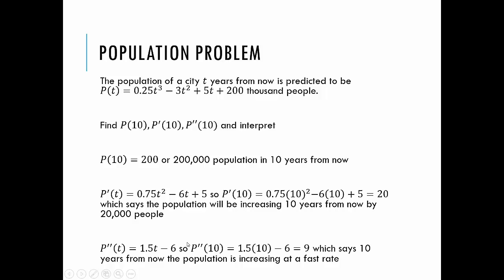Find the second derivative. So I'm taking the derivative of this, 2 times 0.75, my 1.5, my 6. I plug in 10 for the second derivative. And because this is positive, remember, if it's positive, that says the population is increasing at a very fast rate. Because if it's positive, it means it's concave up, so it starts to take off.